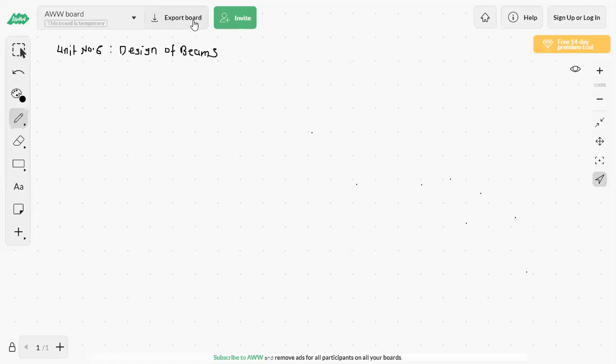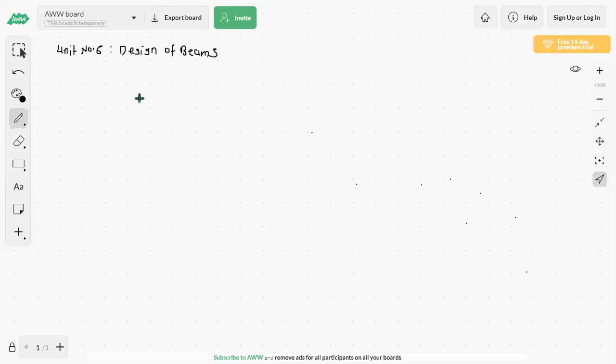As we have learned the introduction to design of steel structure, then bolted and welded connection, then design of tension member, design of compression member, design of column, and unit number 5 was the introduction to plastic analysis. And now unit number 6 is the design of beam. Similar to column or compression member, we have to design the beam also. So before the design procedure, we have to learn first what is a beam.